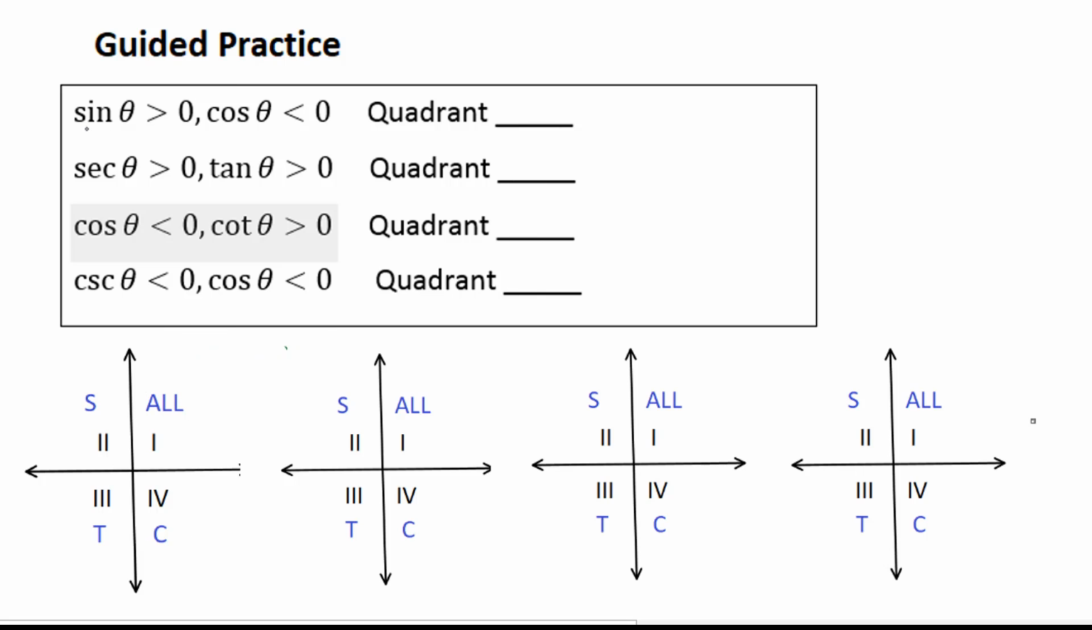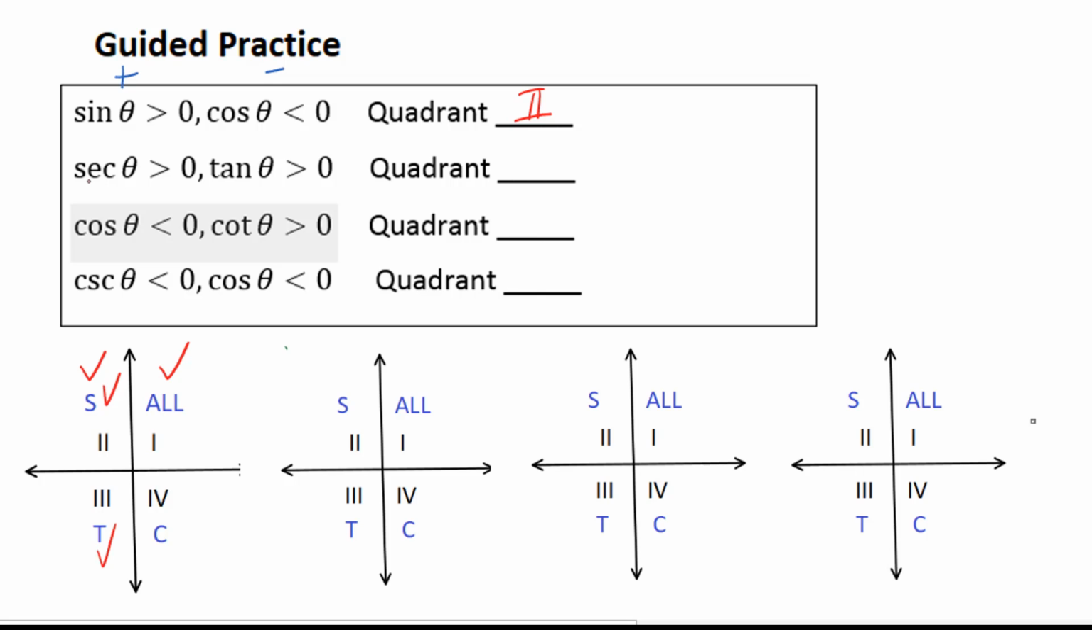For the first one, sine theta greater than 0, cosine theta less than 0, which means the sine is positive and the cosine is negative. All S means sine is positive for these 2 quadrants. Cosine is negative. All C means cosine positive. So ST, which means cosine is negative. So the second quadrant is the one that satisfies both, which means the second quadrant will be the answer.